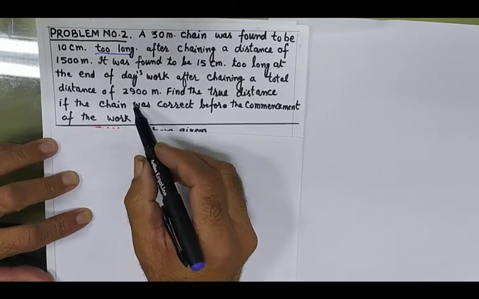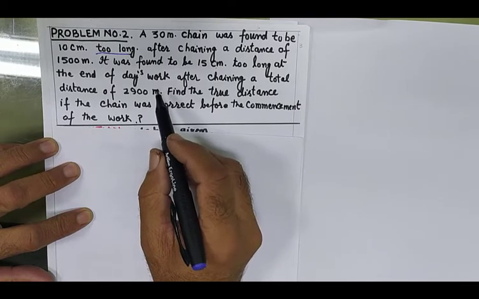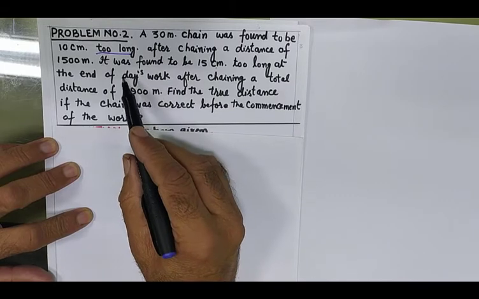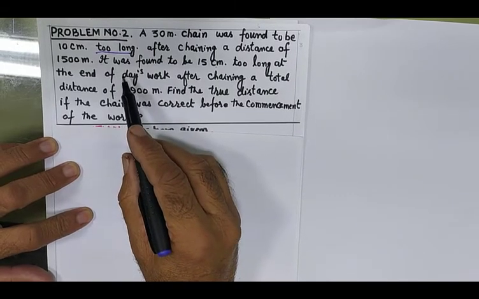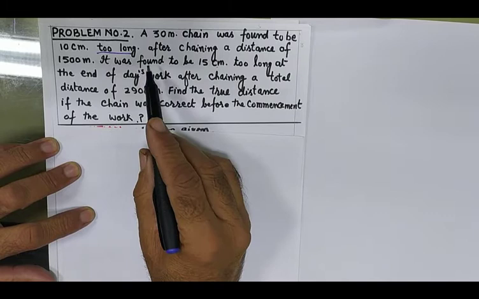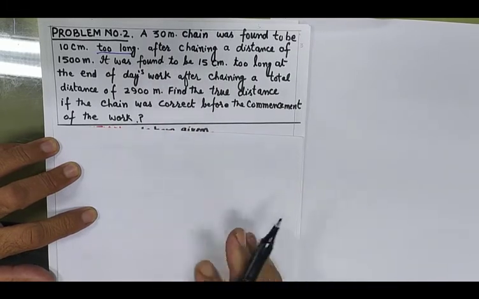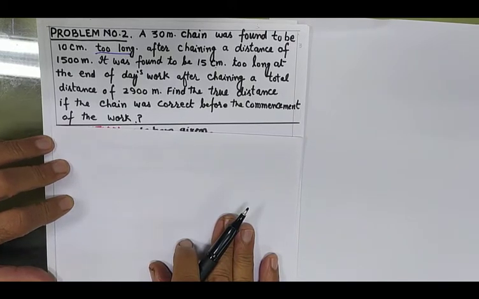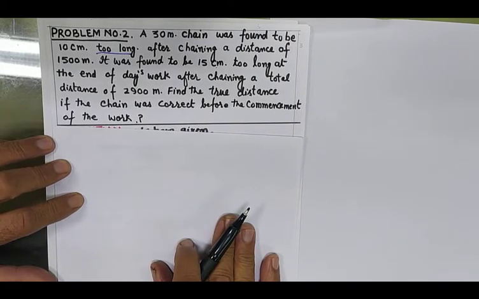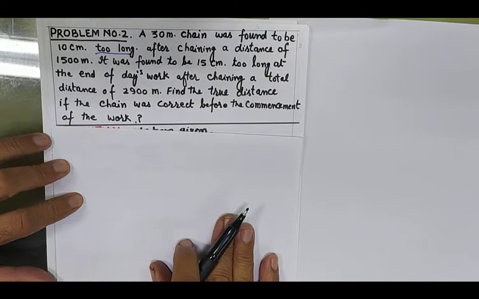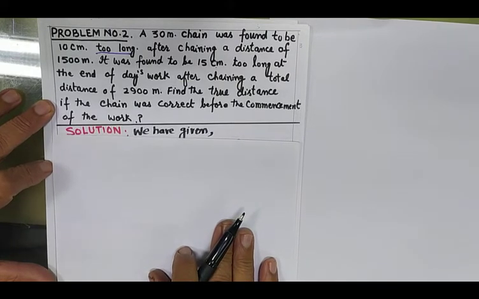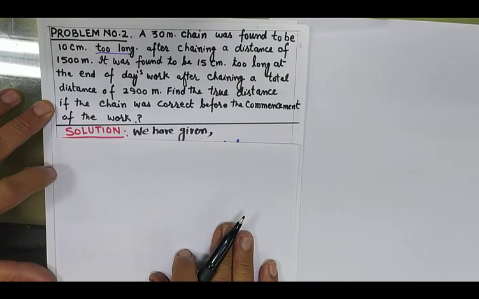So here we use the same chain that is 30 meter long. When we have measured a distance of 1500 meter, it was checked that it was 10 centimeter too long. But due to the regular use of the chain, after measuring a total distance of 2900 meter, it was again found 15 centimeter too long. So we have to discuss both cases. First, write down what is given, what we have.